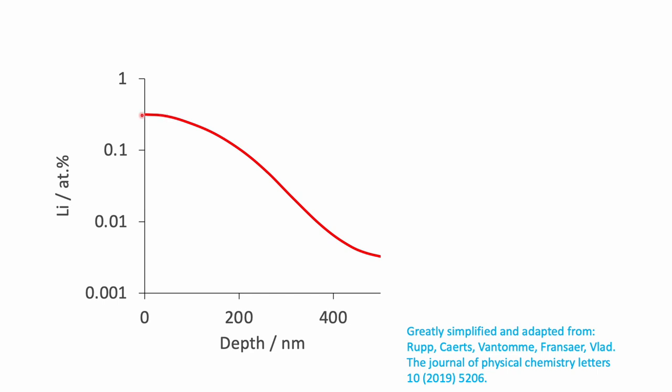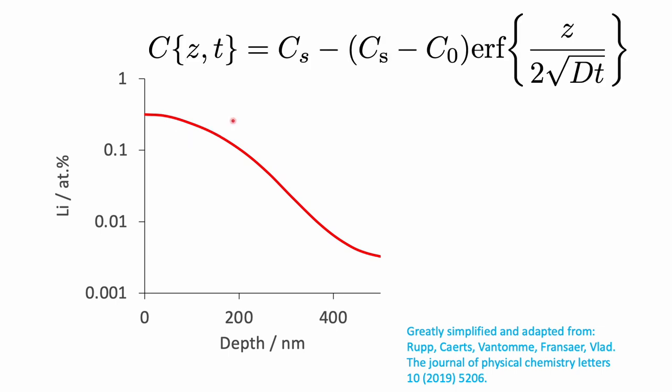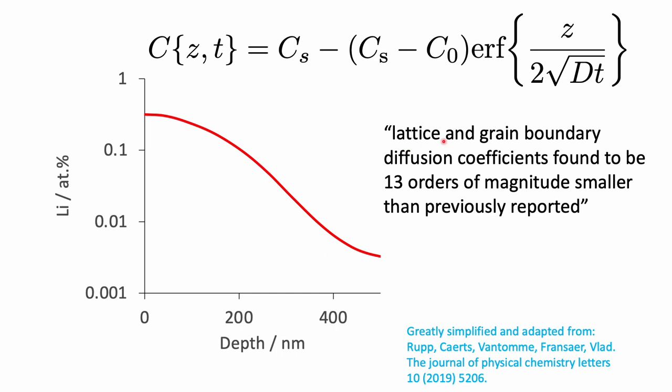Now, the lithium and copper inside the battery are in contact, and lithium diffuses into the copper because it has a solubility inside the copper. And this is a representation of a measured lithium concentration profile inside the copper electrode. And it follows the error function that we derived earlier. Now, from this, you can actually work out the diffusion coefficient of lithium in copper. And by doing this, it was found that the lattice and grain boundary diffusion coefficients of lithium in copper are 13 orders of magnitude smaller than previously reported.